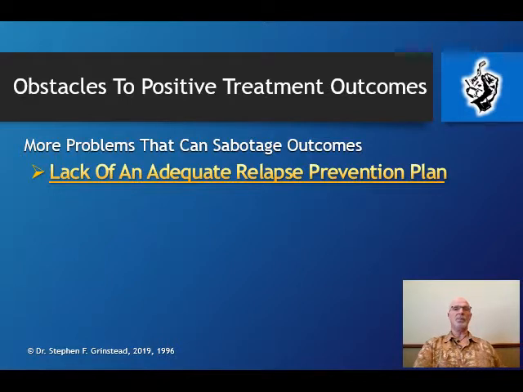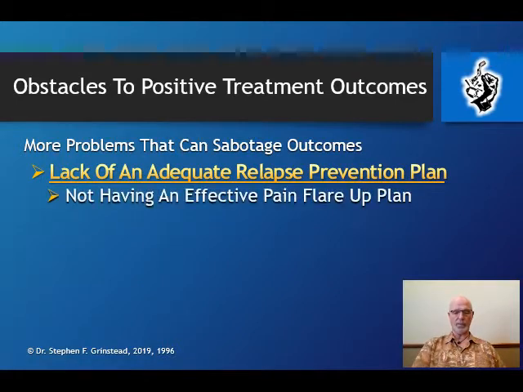There's more problems that can also sabotage outcomes. One of the big things, especially when people go into treatment programs, is right near the end of treatment, they start working on relapse prevention. Well, I believe that relapse prevention and continuing care planning needs to start right at the beginning of treatment. And when I say relapse prevention, a lot of people think, well, this isn't an addiction problem, it's a pain problem.